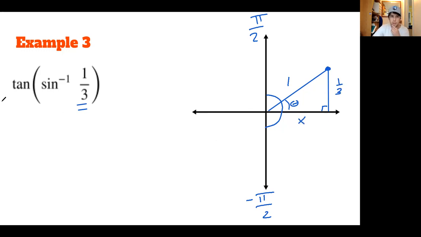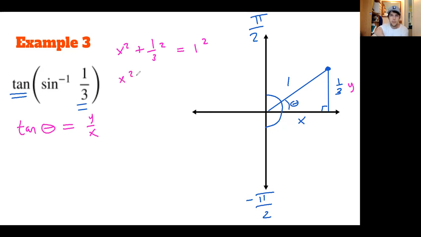And the reason we actually want to know that is because we're trying to find tangent of this angle. And tangent of any given angle is the y coordinate divided by the x coordinate. Well, we have the y, that's this one. We need to know the x. So we're going to have to find that. We're going to do a quick little Pythagorean theorem. It's going to be x squared plus 1/3 squared equals 1 squared.